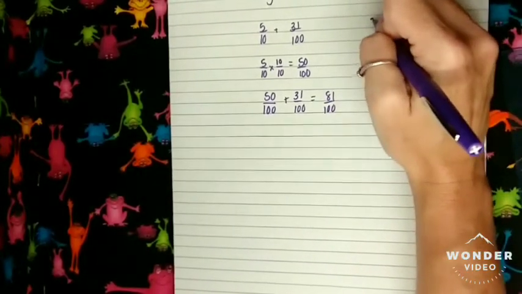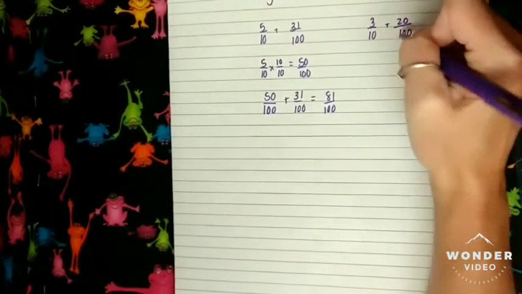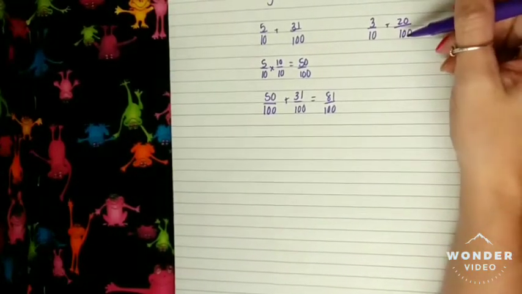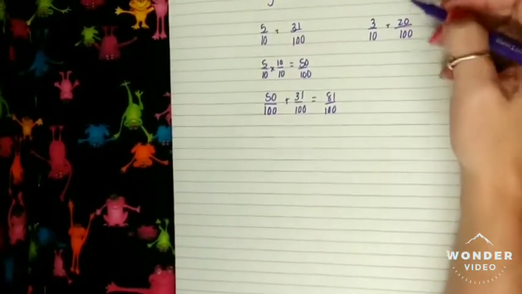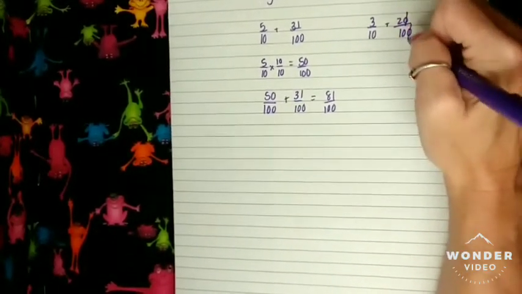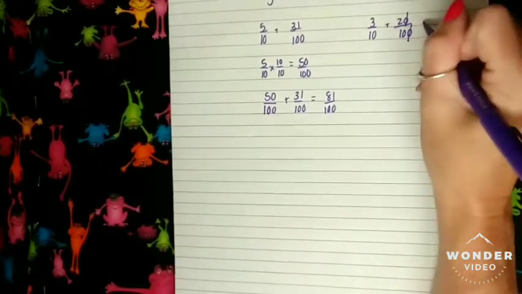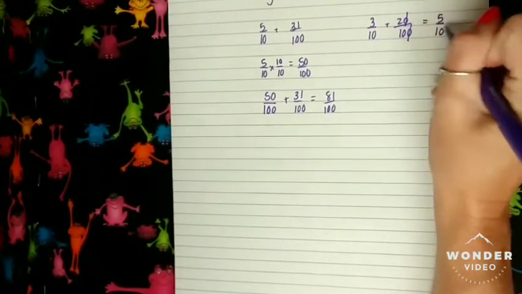You could also have 3/10 plus 20 hundredths. With this particular one, we can actually make this an equivalent fraction of tenths by taking away a place value 0 in the top and bottom of my 20 hundredths, and that makes 3 plus 2, which equals 5/10.